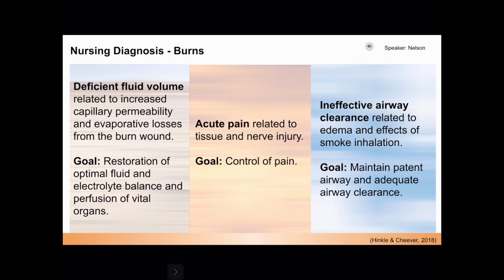Another diagnosis is acute pain, related to tissue and nerve injury. The goal for this would be to control the patient's pain level. And lastly, we have the diagnosis of ineffective airway clearance related to edema and the effects of smoke inhalation. The goal for this would be to maintain patent airway and adequate airway clearance.